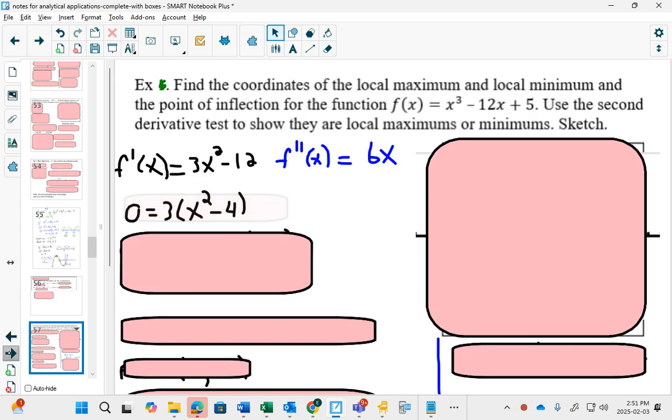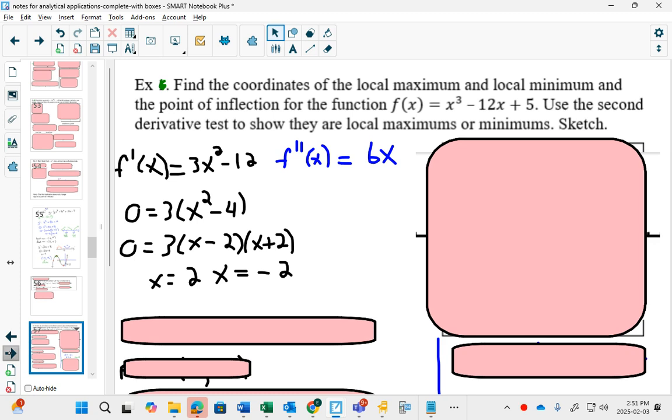We set our first derivative equal to 0. Factor out that 3 really easily, then you have a difference of squares. So you can find out your critical points are at 2 and -2.